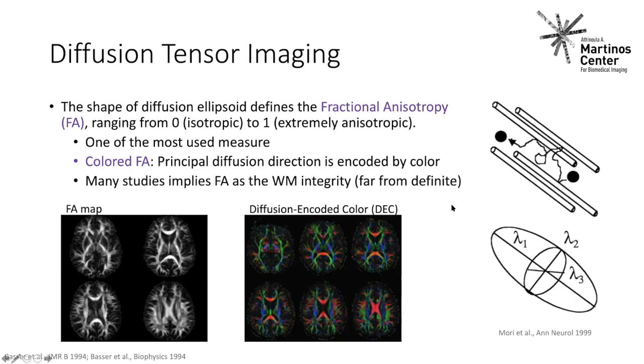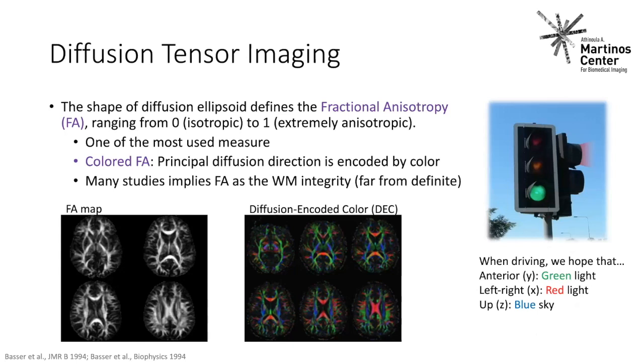And FA can be easily affected by SNR and resolution, because when the voxel is larger, there are more fibers in many directions, so FA will be lower. And when there is noise, the noise will bias the diffusion tensor estimates, and noise will make the FA higher. So low SNR leads to higher FA, and low resolution leads to lower FA.